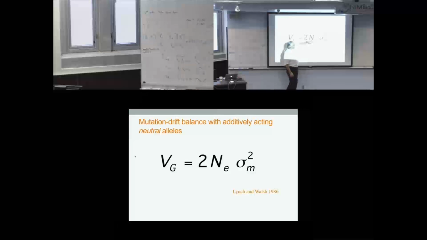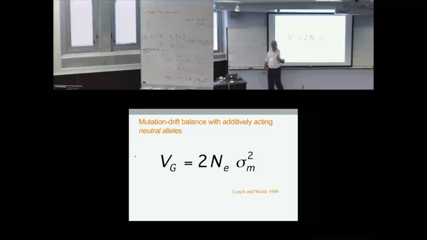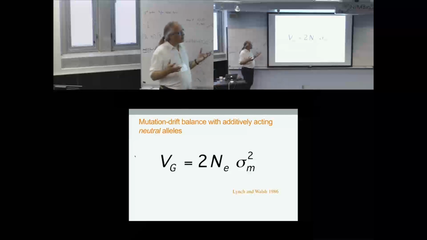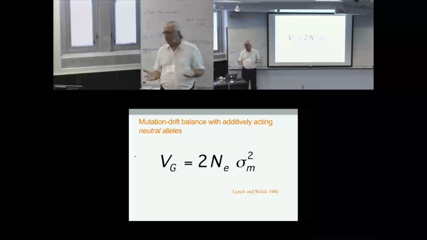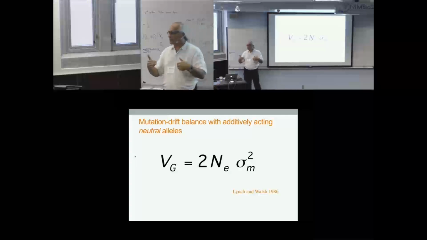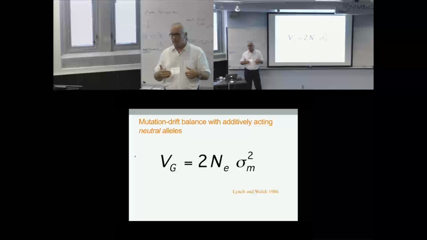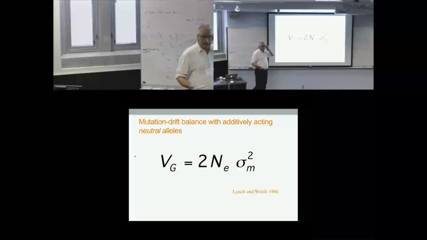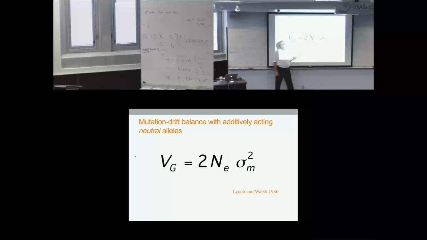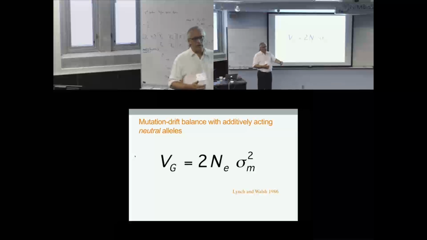Now, one of the key things that you might think here is this 2NE. There are two ways to think about this. On the one hand, this is the inverse of the amount of drift that's happening. So the higher the NE is, the less genetic variance we're losing per generation due to fixation.